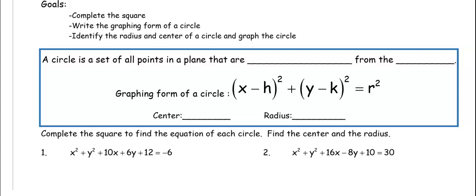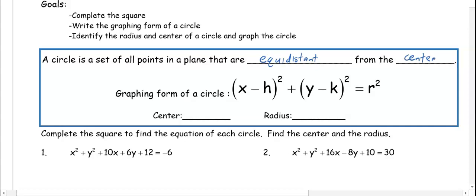This video is about completing the square, writing the graphing form of a circle, identifying the radius and center of a circle, and graphing the circle. So a circle is a set of all points in a plane that are equidistant from the center. Our basic circle equation is going to look like this.